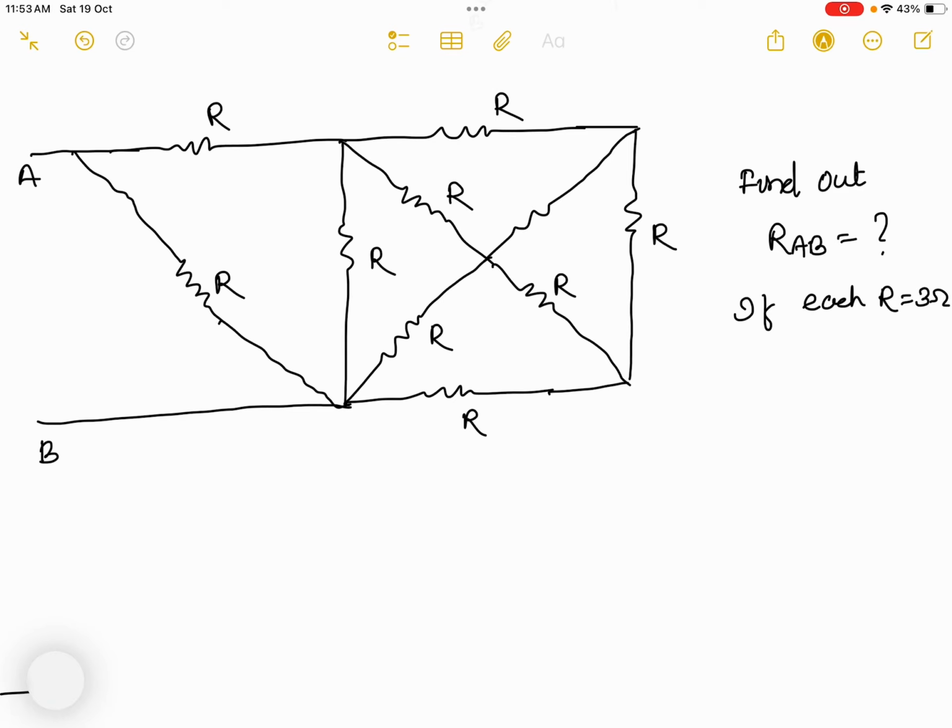Welcome to another problem for star delta. Now in this circuit you can see there is a complex circuit and we need to find out the resistance between A and B. That means we need to find out the equivalent resistance between A and B.